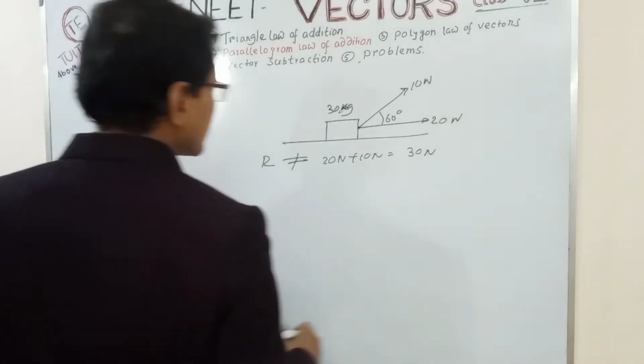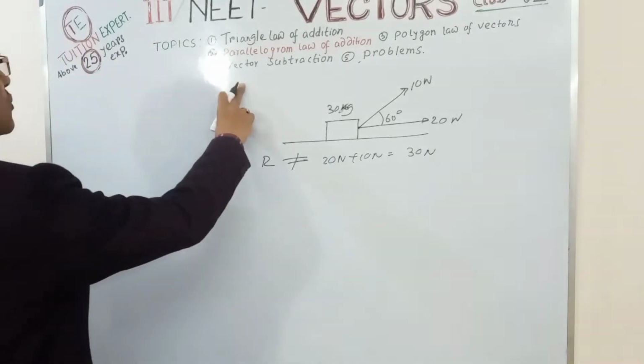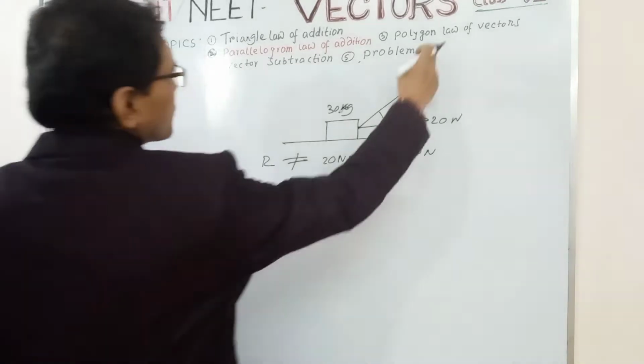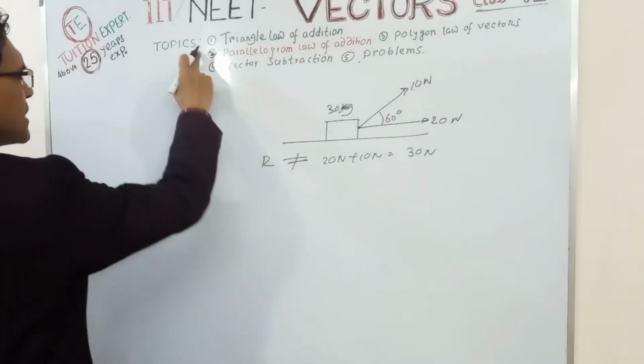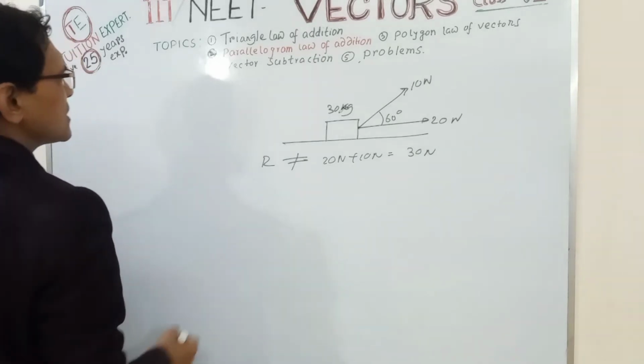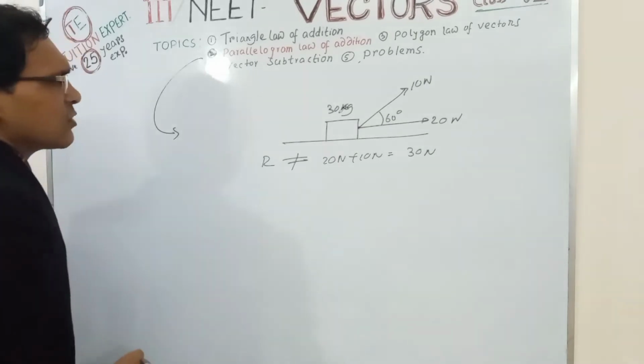So how can we find the resultant of the two vectors? There are three rules. The first is the triangle law, then the parallelogram law, then the polygon law. First we discuss the parallelogram law, which is very important. Then we discuss the triangle law.